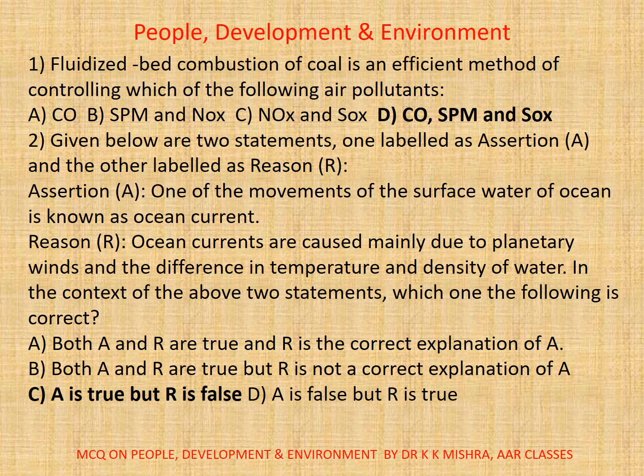2. Given below are two statements, one labeled as assertion and other as reason. तो देखते हैं assertion क्या है. One of the movements of the surface water of ocean is known as ocean current. Okay. अब देखिए इसका रीजन क्या है. Ocean currents are caused mainly due to planetary winds and the difference in temperature and density of water. In the context of the above two statements, सही कौन सा है? नीचे जो ऑप्शंस दिए हुए हैं.